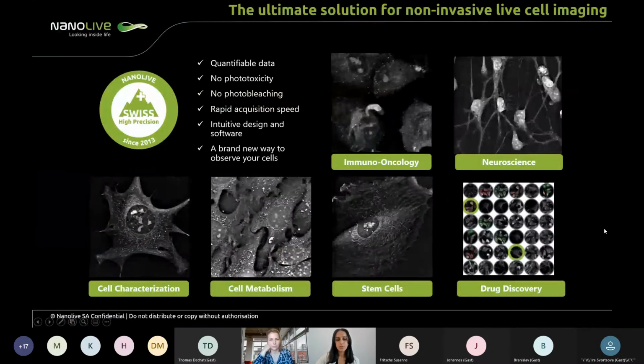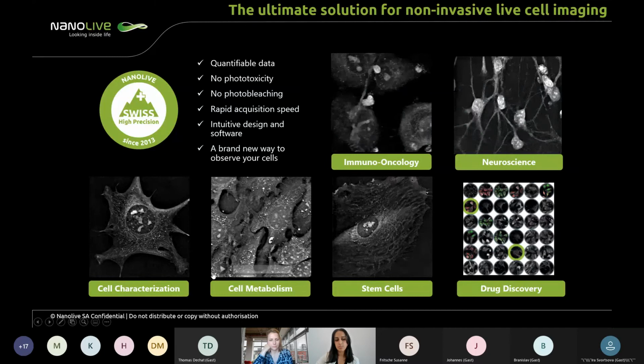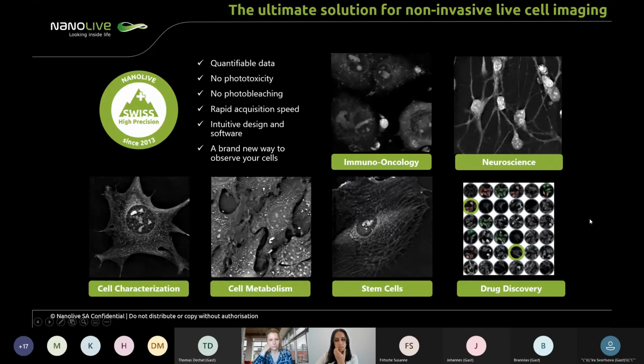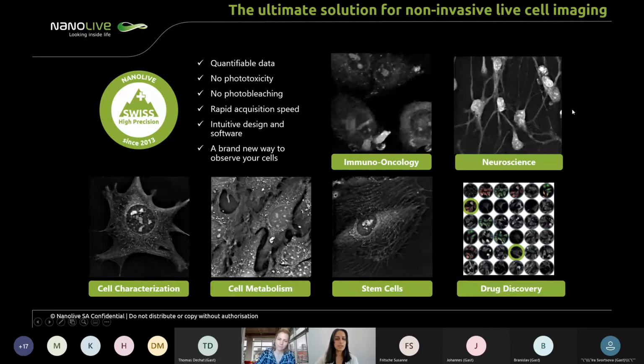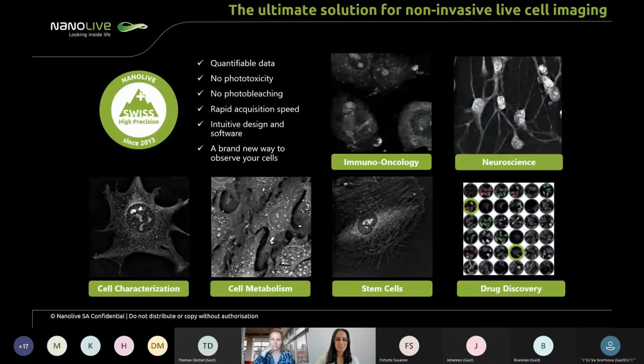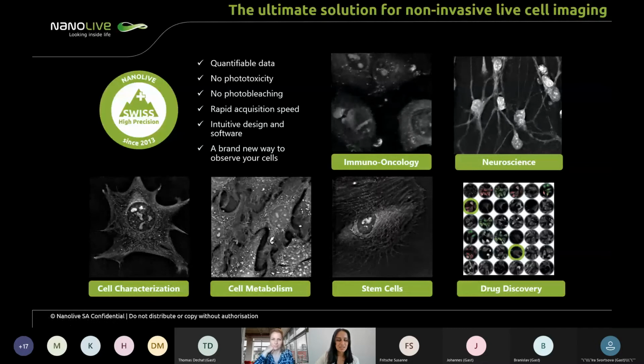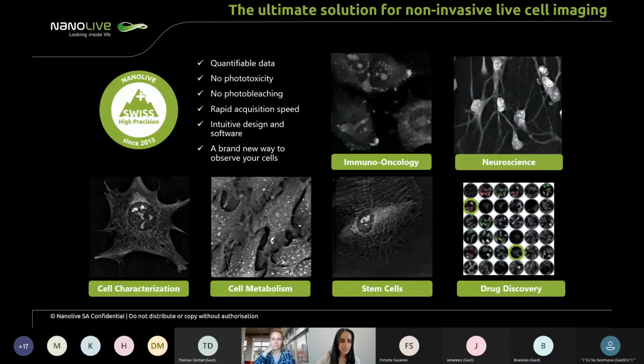So yes, that's just a short preview of what can be done with Nanolife imaging. You can see it can be used in multiple fields of view, as we saw from the previous presentations. We are always excited to see what else can be done with this system. So that's the end of my part of the presentation.